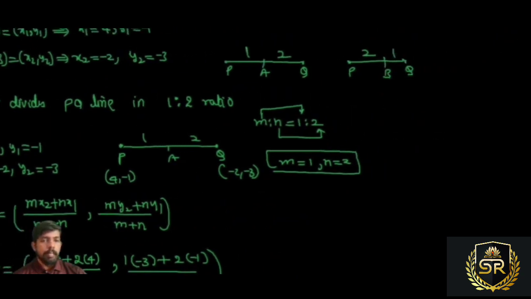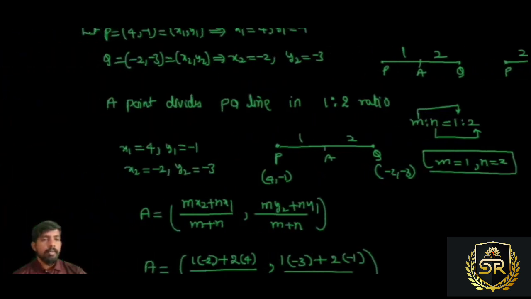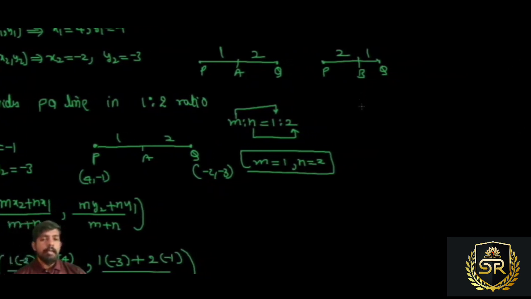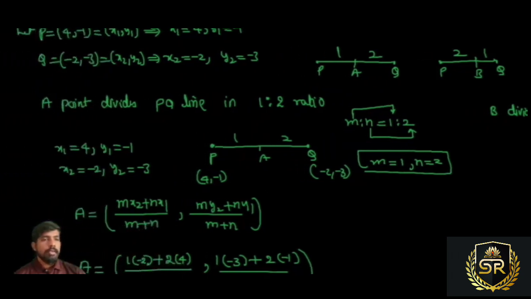The B point, right? B point divides PQ in a 2:1 ratio. A point divides the line PQ in 1:2 ratio. Similarly, B point divides PQ into 2:1 ratio, right? Here P and Q values are known, the same values. So the same diagram, but the ratios are different.